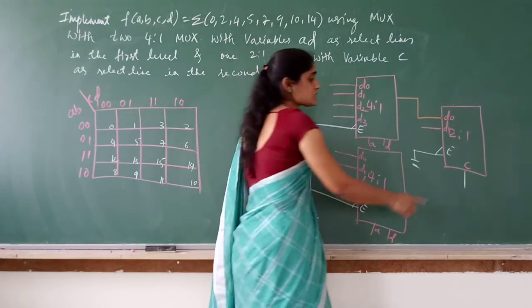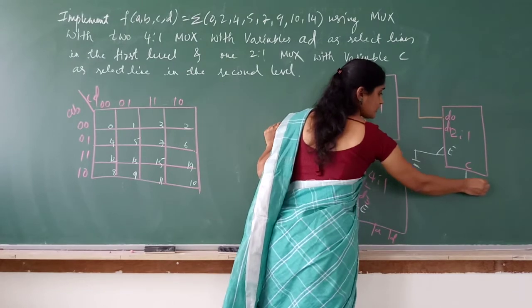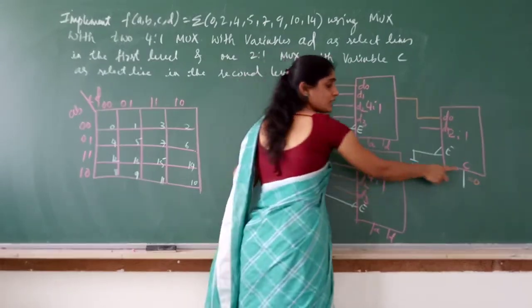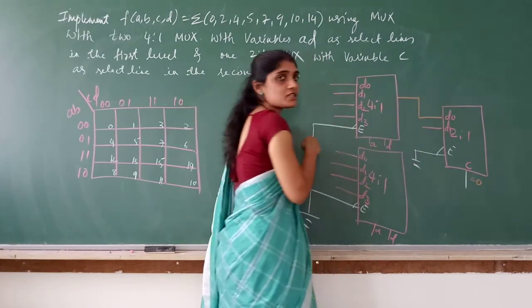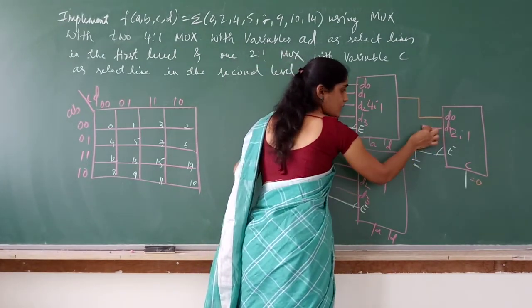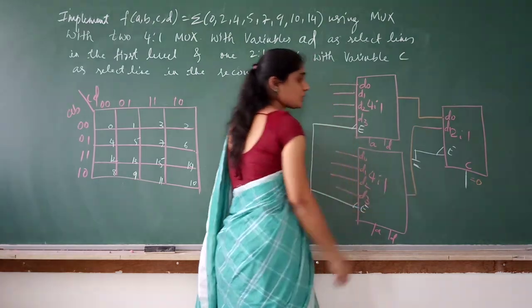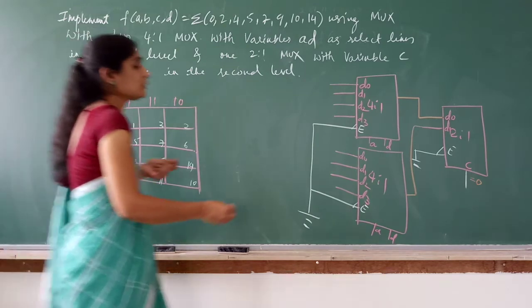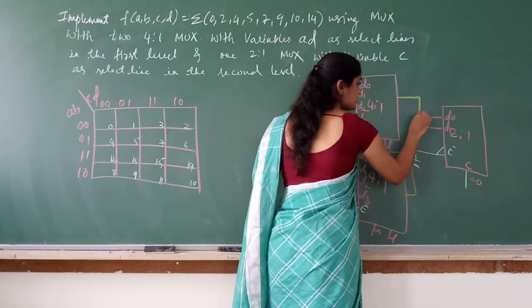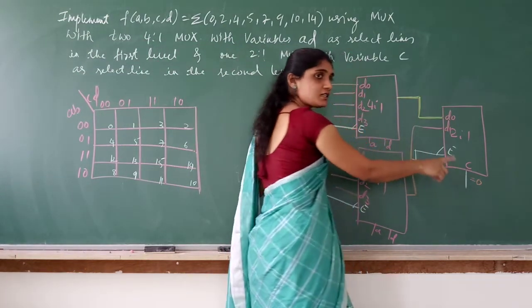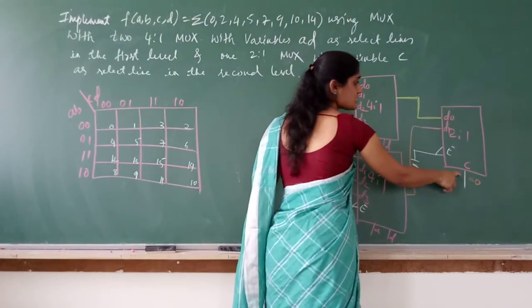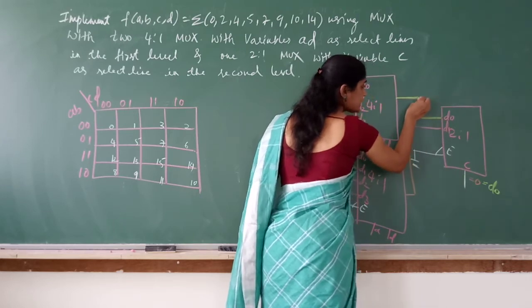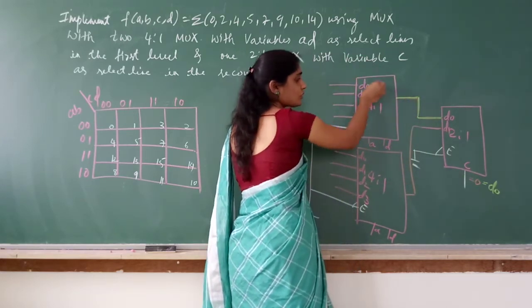So what happens if C is 0? You get D0 as output. That means you have to understand that if C is 0, the first multiplexer is going to work. If C is 1, the second multiplexer is going to work. Okay, I use the other color chalk piece if you are not able to see. So if C is 1, they have only told us to use C as select line. If C is 0, you get D0 as output. That means D0 is what? It is the output of the first 4:1 multiplexer.